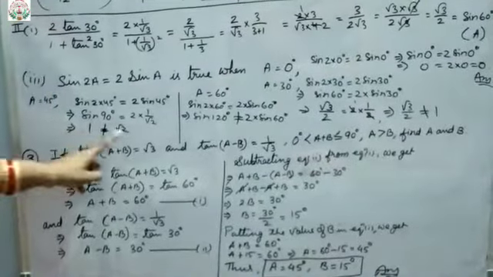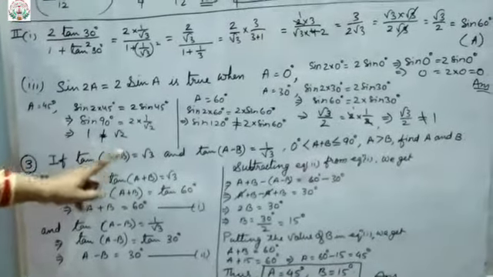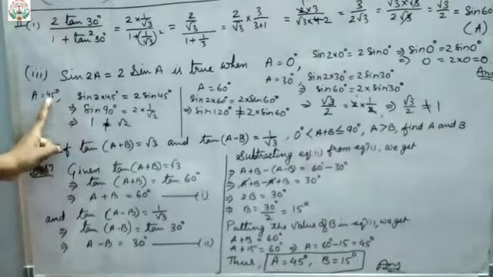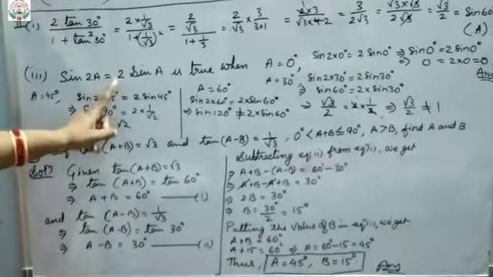So is 1 equals to root 2? No, 1 is not equals to root 2. That means angle 45 degree is not correct for this equation.